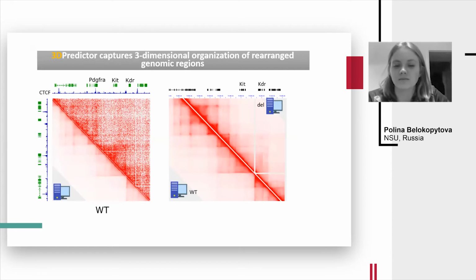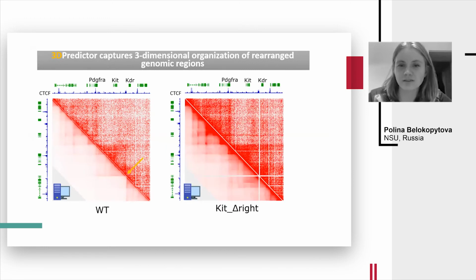So my colleagues from the lab created transgenic mice with this deletion, and we thought that these genes KIT and KDR would also change their expression, but there were no changes in gene expression. But also we did a Hi-C experiment, and here you can see the real data for mutated cells. And as was predicted, these TADs are indeed fused here.